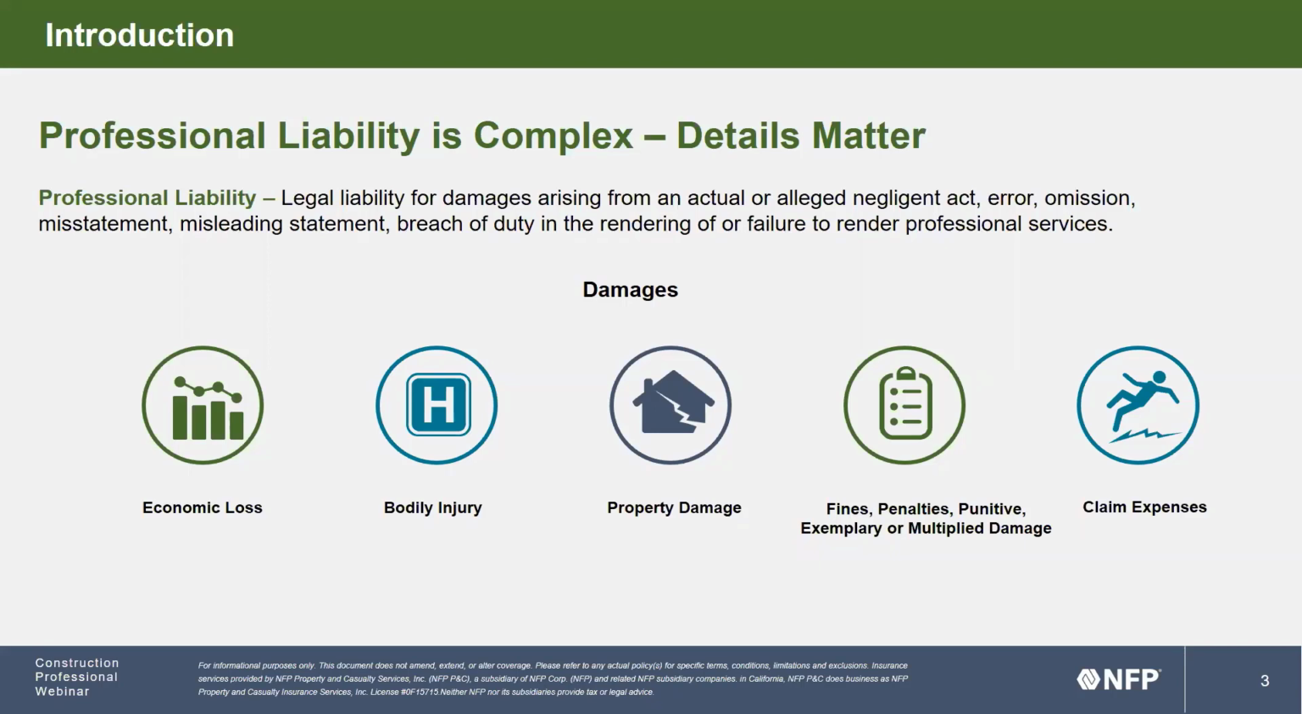So we're going to start this discussion by talking about what we mean by professional liability. We have a definition shown here: legal liability for damages arising out of actual or alleged negligent acts, errors, omissions, et cetera, in the rendering of or failure to render professional services. That liability or damages can take several types of forms, which are shown here, and I'll talk through each of those. The first being economic loss.